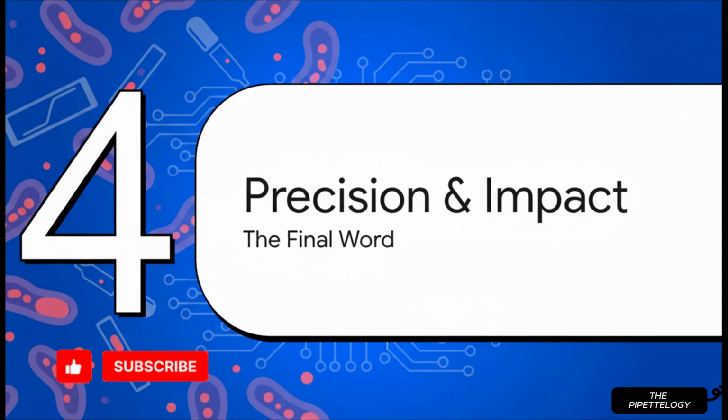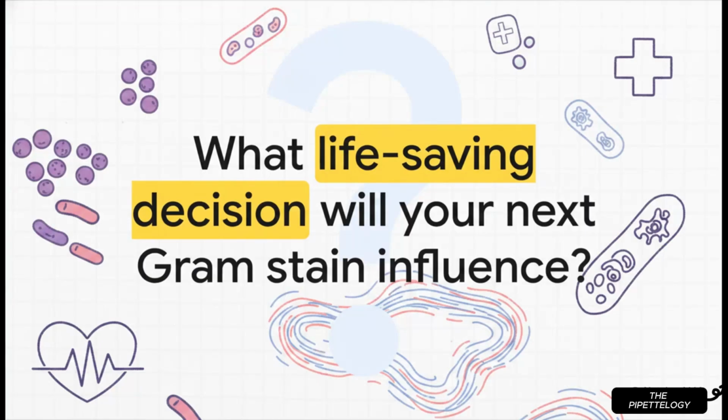So when you boil it all down, what's the ultimate takeaway? It's this. The gram stain is this amazing balance of precise technical skill on one hand and just massive clinical impact on the other. It's a classic procedure where every single step, but especially that decolorization, directly influences a result that could change everything for a patient. So the next time you prepare a slide, I want you to remember that what you're doing is so much more than just following a protocol. You are providing the first, the fastest, and often the most critical piece of information in a patient's story. So the real question to ask yourself is, what life-saving decision is your next gram stain going to influence?